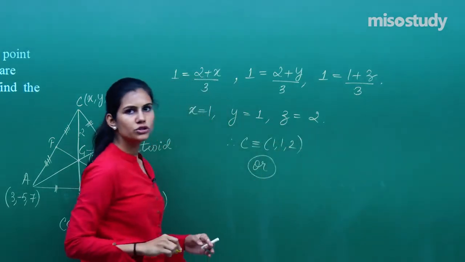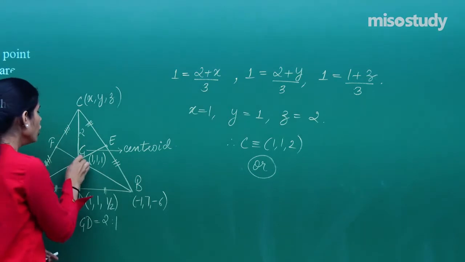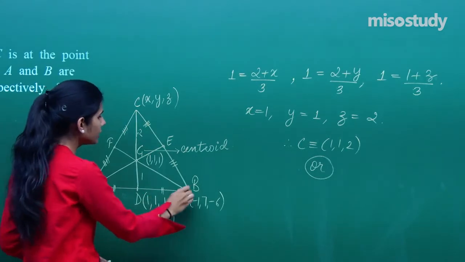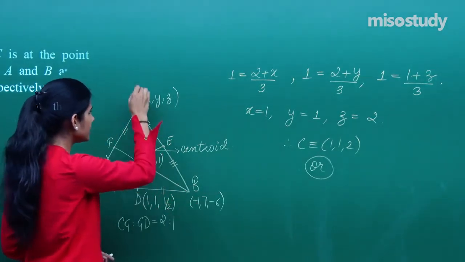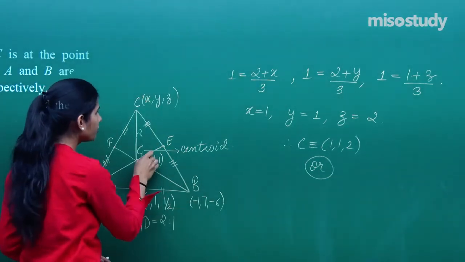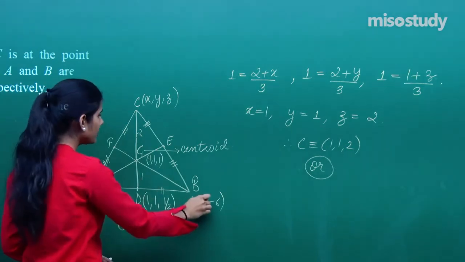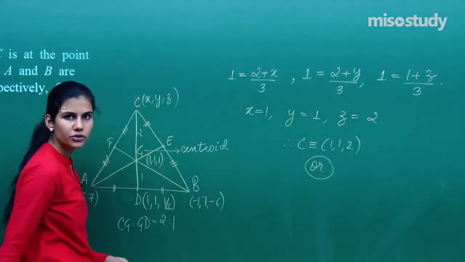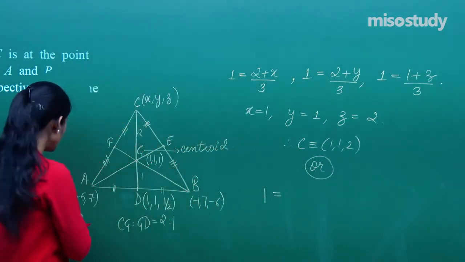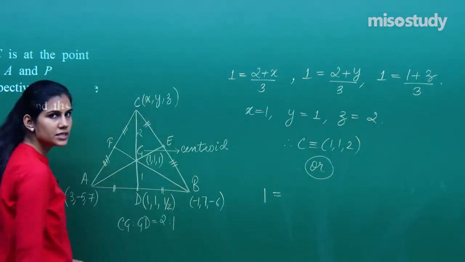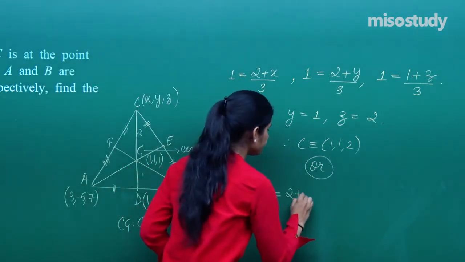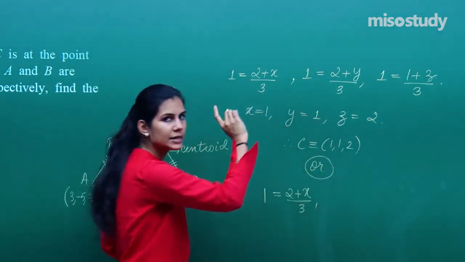Or what you can do, if you don't wish to do it in the elaborative fashion, is that directly you know the coordinates of the centroid. If coordinates of A are x1, y1, z1, coordinates of B are x2, y2, z2, coordinates of C are x3, y3, z3, then coordinates of the centroid are x1 plus x2 plus x3 upon 3, y coordinate is y1 plus y2 plus y3 upon 3, z coordinate is z1 plus z2 plus z3 upon 3. So like that also you can do. X coordinate of the centroid, which is 1, equals x coordinate of A plus x coordinate of B plus x coordinate of C upon 3. So it is 3 minus 1, 2, 2 plus x upon 3, which is the exact same thing.